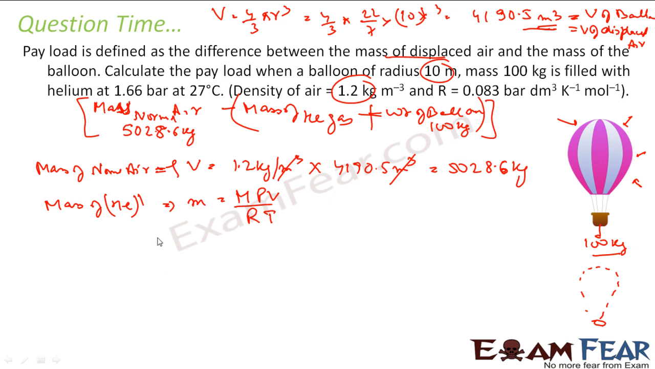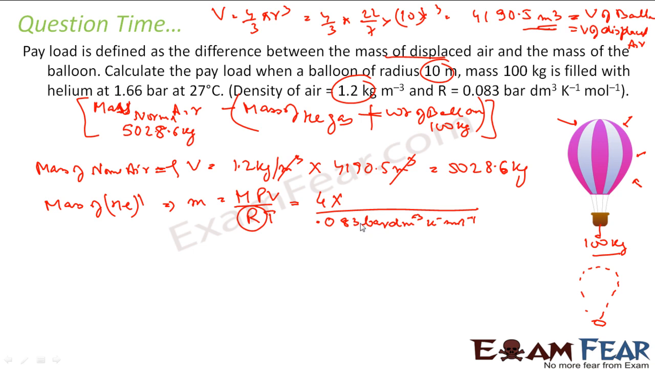Let's put the values here. So what is the value of molar mass of helium? 4. Pressure. For pressure, first we use the value of R, which will decide the pressure units. R we are using is this guy, 0.083 bar dm cube per Kelvin per mole. Right? So this gives, I need pressure in bar.